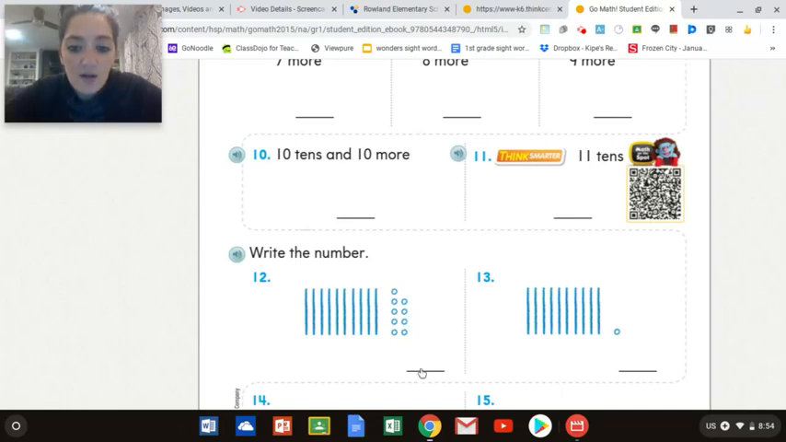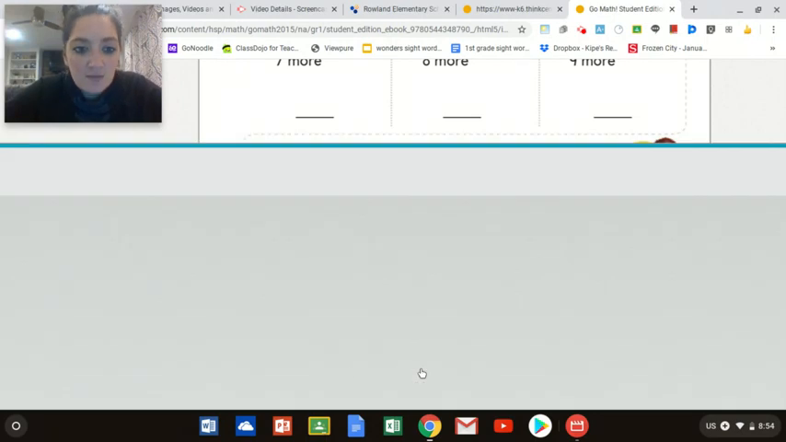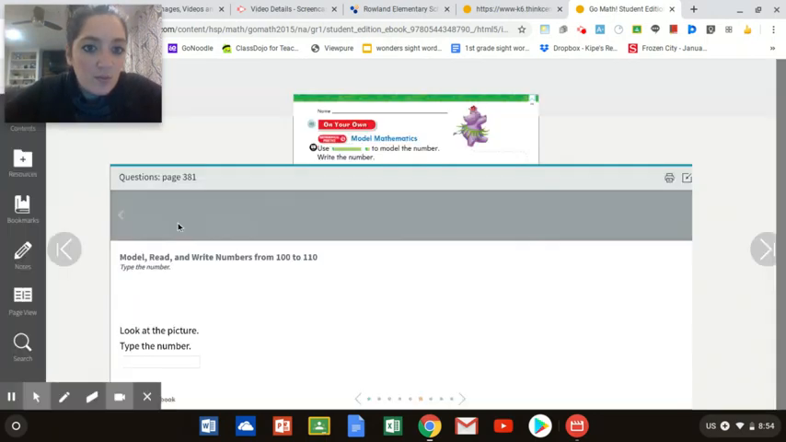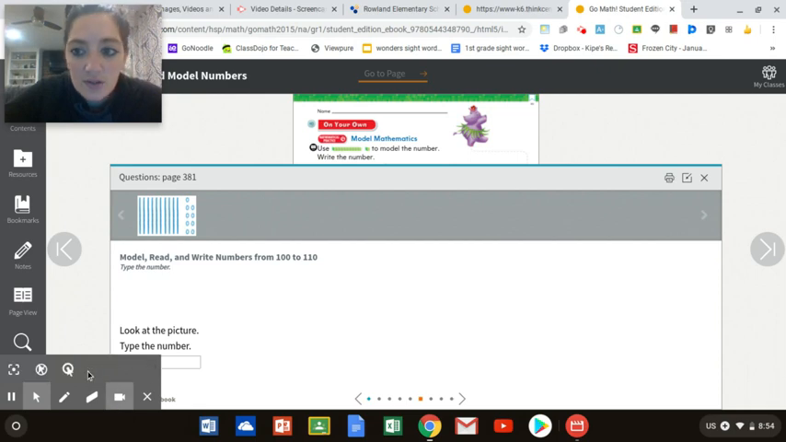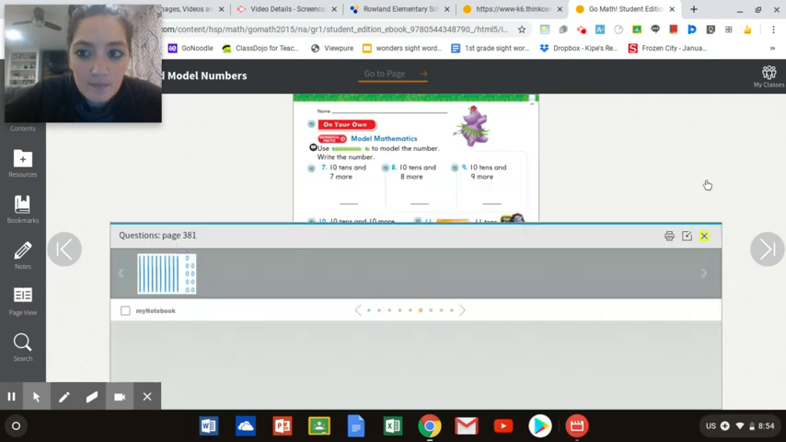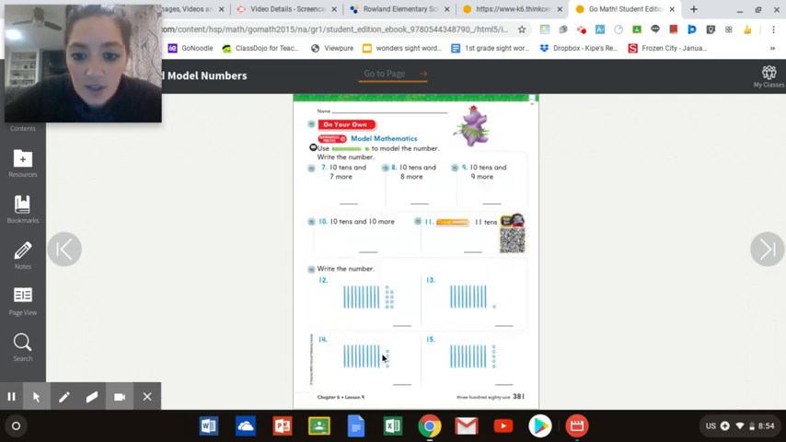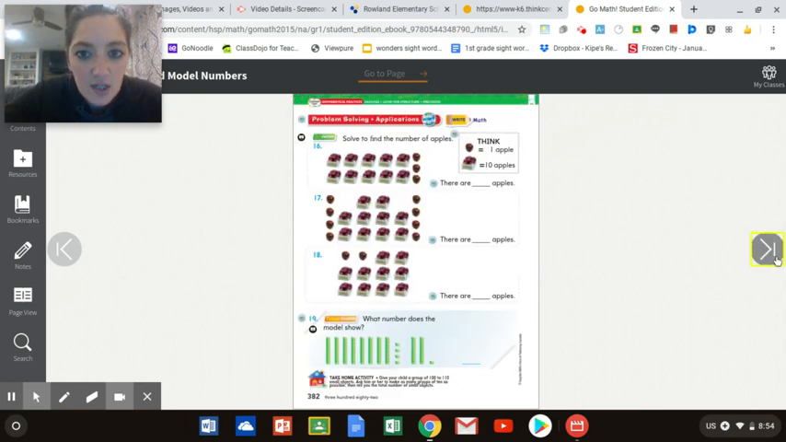So 10 tens and 9 more would give you 109. So for that one, you're going to write this number, 109. Okay, and then you're going to count the rest of those and finish that page.